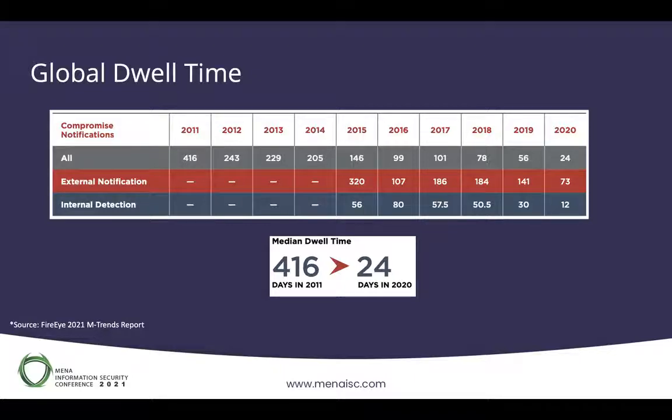An interesting report from FireEye called the M-Trends report talks about the global dwell time. Dwell time represents the length of time a cyber attacker has free reign in an environment, from the time they get in until they are eradicated. According to this report, in 2020, the global median dwell time dropped below 1 month for the first time.